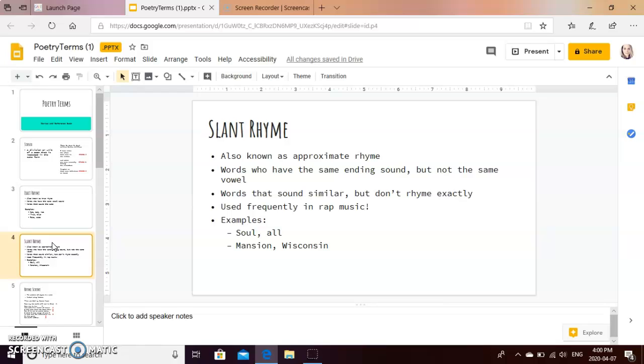Like you have, for example, down at the bottom, soul and all. If you say those two words fast enough, you can make them sound like they rhyme. However, if you look at both of the words separately, they don't rhyme exactly. So that is the difference. They sound similar, but don't rhyme exactly, and they don't have the same vowel sound. You see there too, mansion and Wisconsin. They don't sound like they rhyme at all, but if you put them to a beat fast enough, you can make them sound like they rhyme, even though the rhyme won't be as exact as a true rhyme.